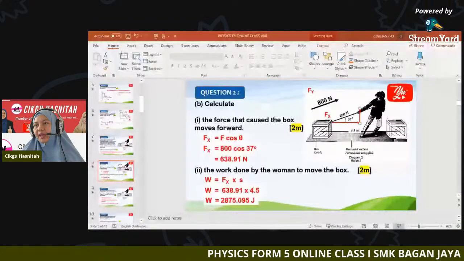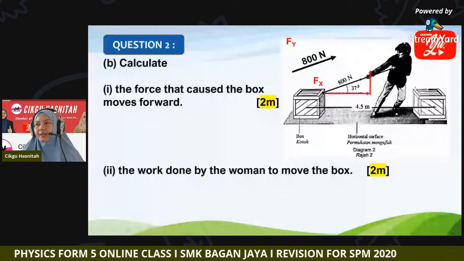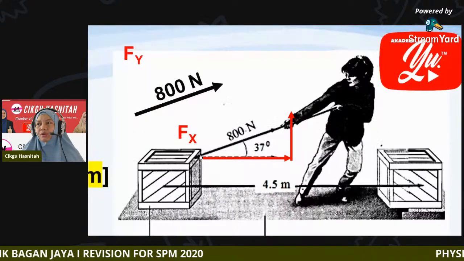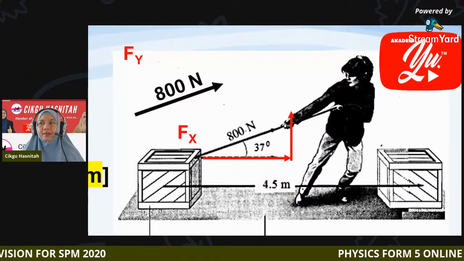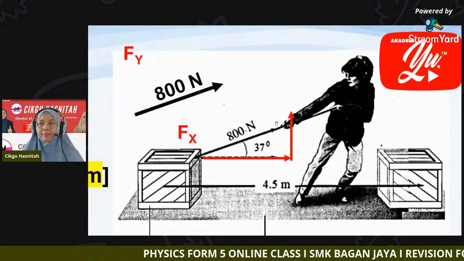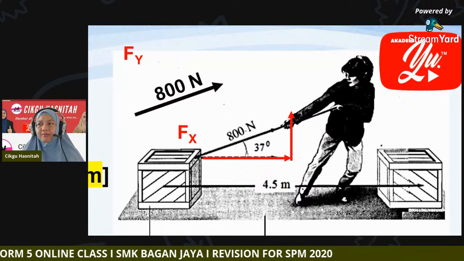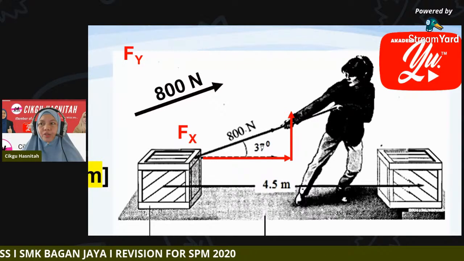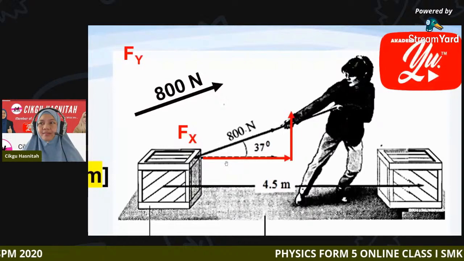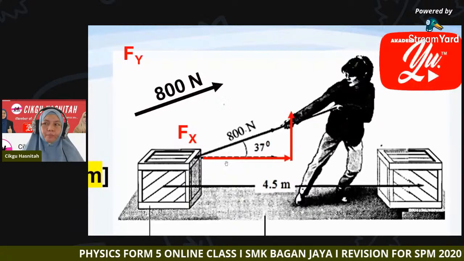You can see a complete triangle there. Now you can see a complete triangle where this is fx, and this is fy, and this is our force, 800 Newton. So 800 Newton is now the hypotenuse, and this is our angle theta, 37 degree, which means fx is our adjacent side, while fy is our opposite side, opposite to the angle.